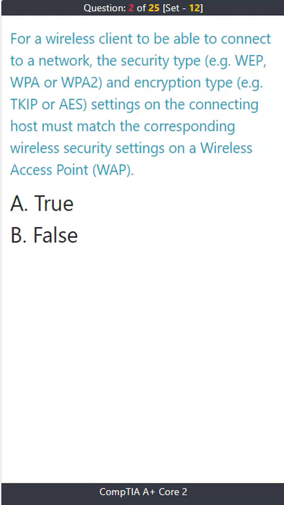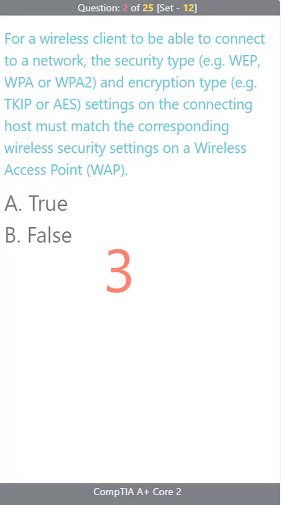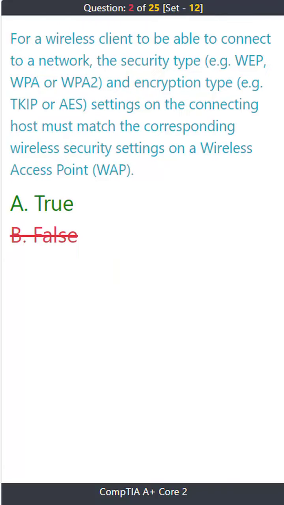Question 2. For a wireless client to be able to connect to a network, the security type, e.g. WEP, WPA, or WPA2, and encryption type, e.g. TKIP or AES, settings on the connecting host must match the corresponding wireless security settings on a wireless access point, WAP. A. True. B. False. The correct answer is A. True.